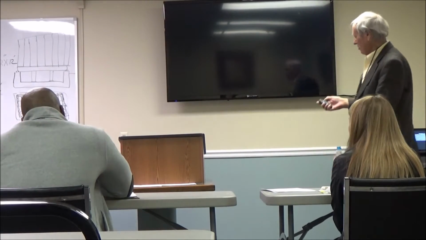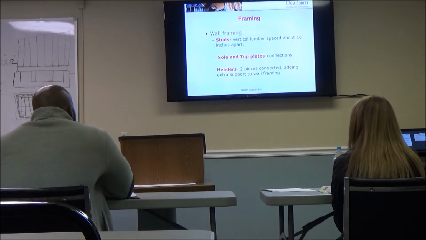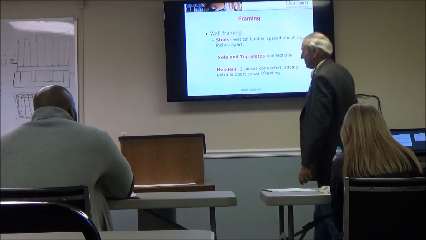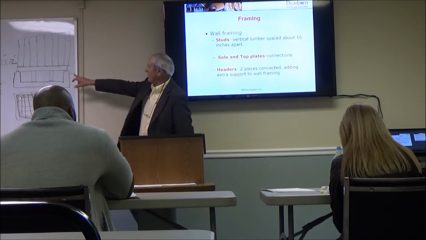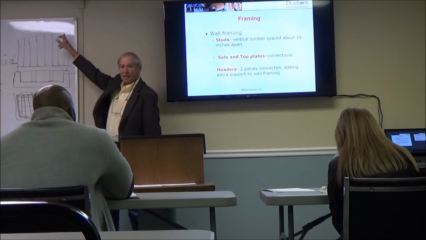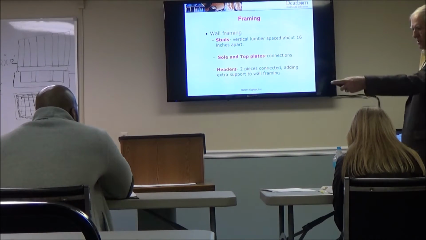There's your wall. What's that? The house is kind of leaning to the side. Yeah, well, I'm not an architect here. Give you some idea what it means. But that's your walls. It's vertical lumber spaced about 16 inches apart. Now the sole and the top plates are connections. Sole plate connects down here on the bottom, and then you have one on the top for the top connection. And again, you'll see it right there on your chart.